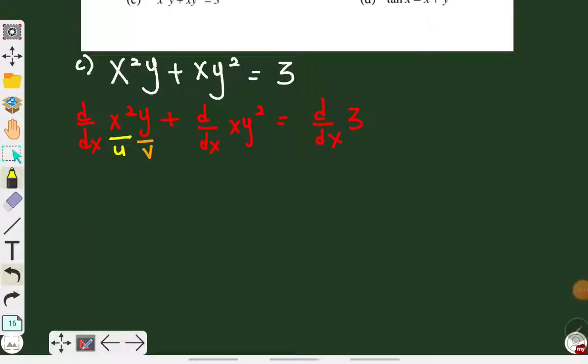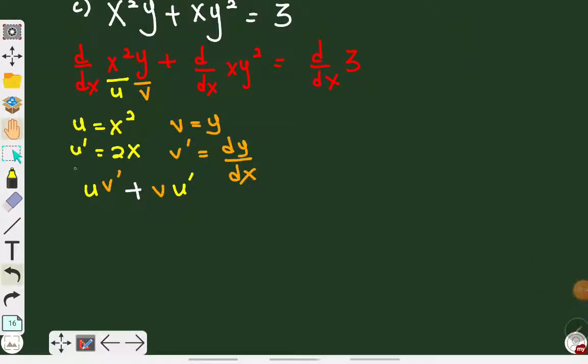Now, how do we differentiate u? For this case, u equals x squared. Let's find u prime. Differentiating x squared, the result is 2x. Next, differentiate v. So v equals y, and v prime equals the derivative of y, which is dy dx.